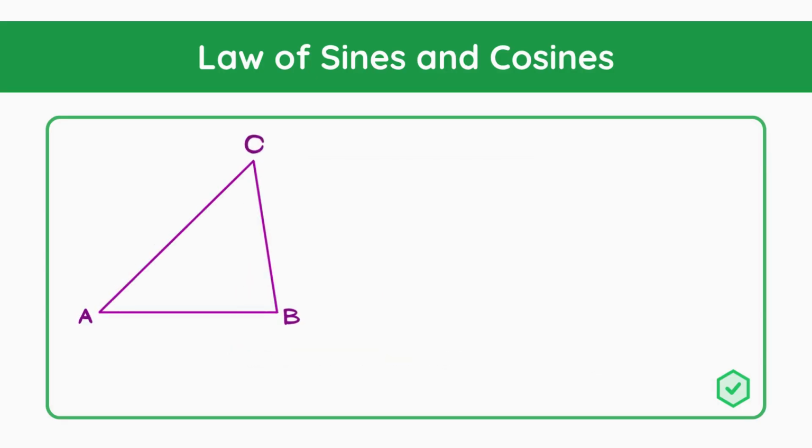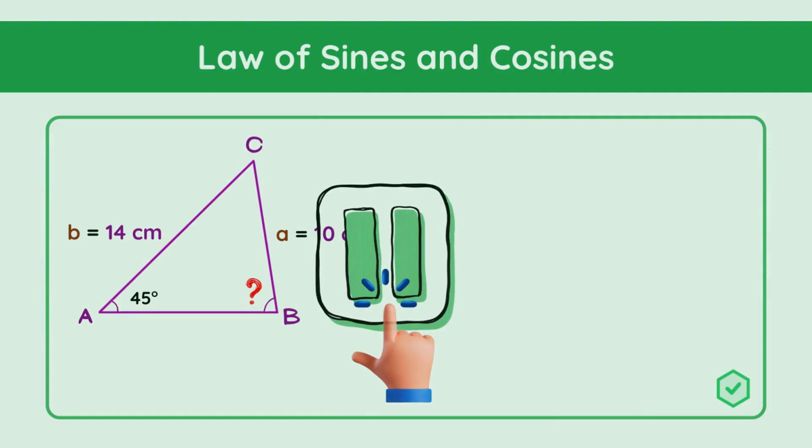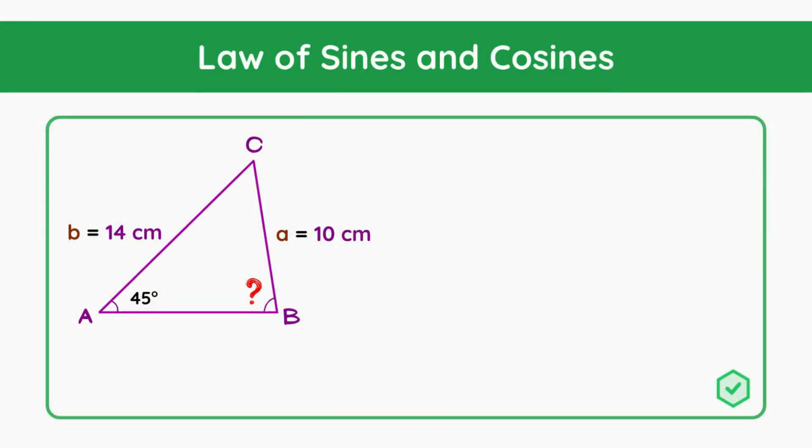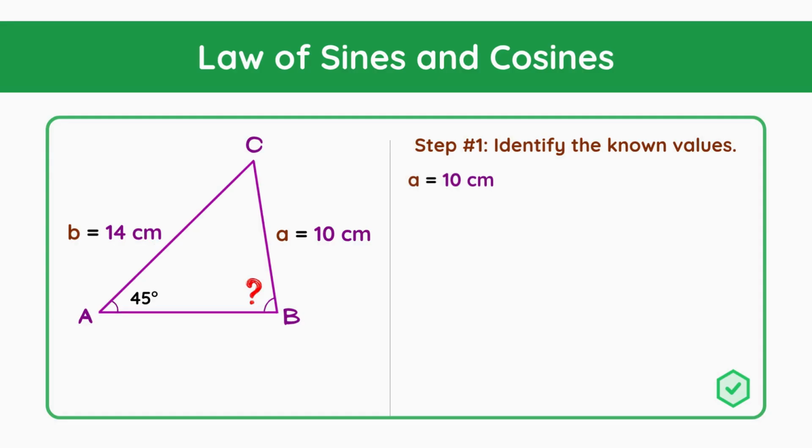In triangle ABC, side A equals 10 centimeters, side B equals 14 centimeters, and angle A equals 45 degrees. We need to find angle B. If you want to try it yourself, you can pause the video and try it out. Now let's follow our 4 steps. Step 1. Identify the known values. We have A equals 10 centimeters, B equals 14 centimeters, and angle A equals 45 degrees.